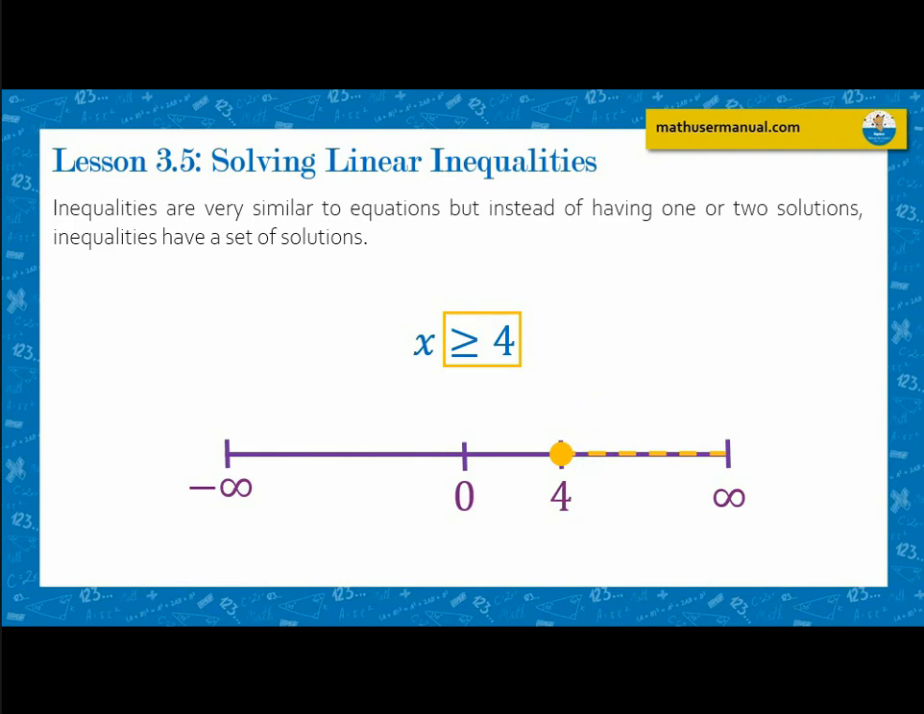For example, 5, 17, 245, 1956, 4.02, 4.32, or 4. All of these numbers are possible solutions to this inequality because all of these numbers are bigger or equal than 4. But what happens if we change the sign?